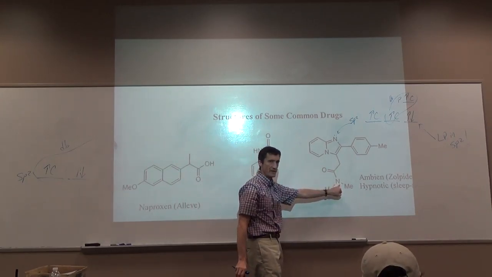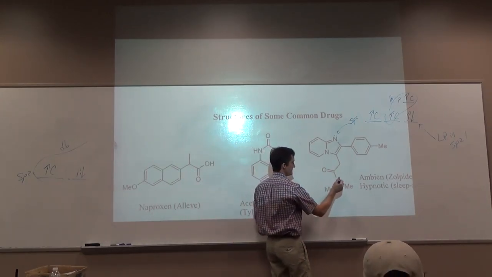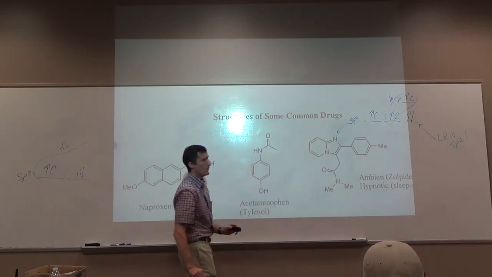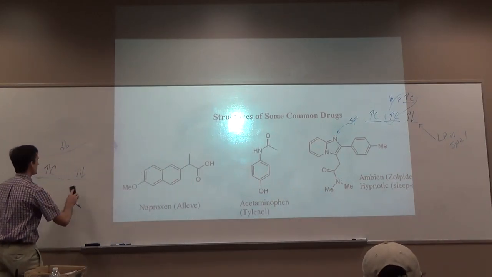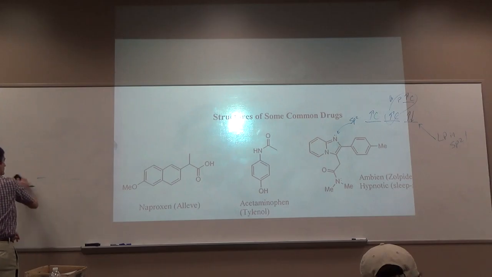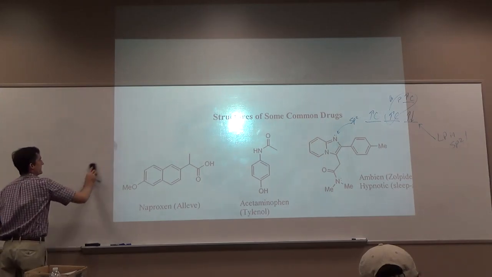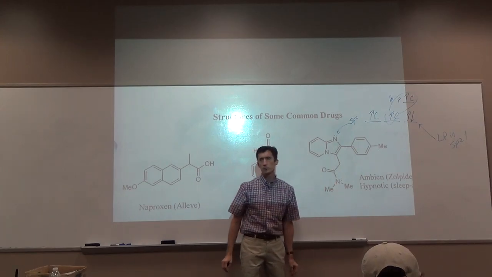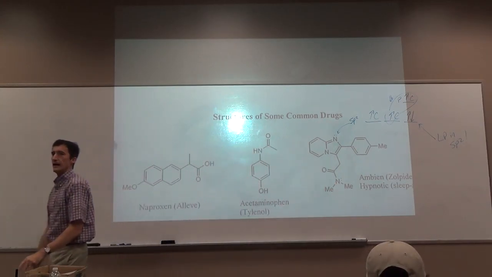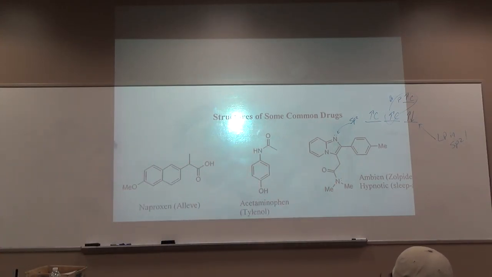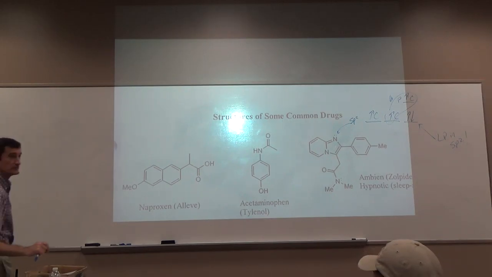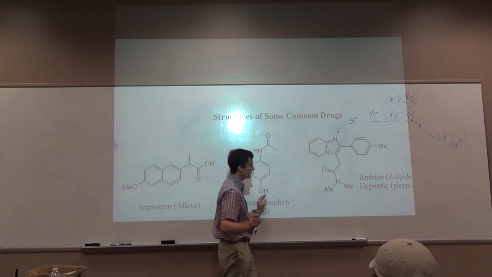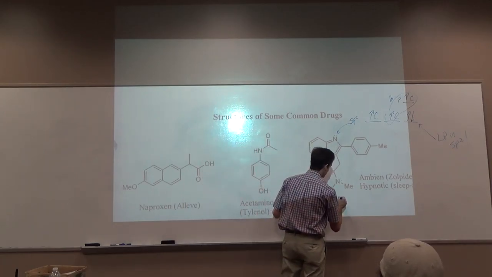Okay, this nitrogen down here. Lone pair? What's the hybridization? How many electron regions around that nitrogen? Four. You would expect sp3. That's okay up to right now. But it's actually sp2. Why? It's an exception. Thank you for the question. sp2.